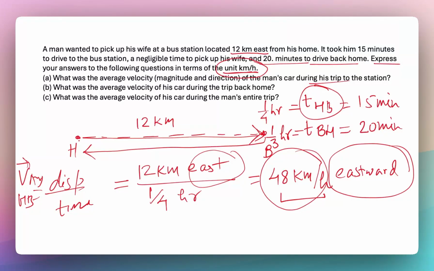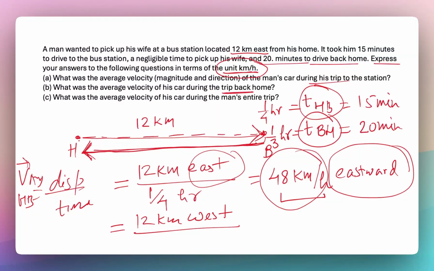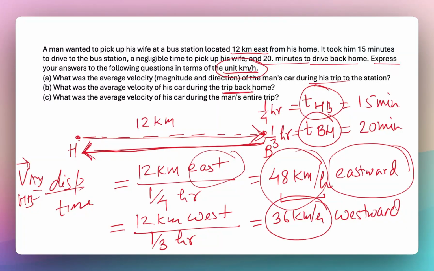Okay, now what was the average velocity of his car during the trip back home? So we are doing other way around. Now look at how much is the displacement. This time the same distance, but the displacement this time is going to be 12 kilometer westward, right, from right to left, and the time it took going back from B to H is 1 by 3 hours. So 1 by 3 hours, 3 will go upstairs, it will become 36 kilometer per hour. This time it is westward. Okay, so we are providing the magnitude as well as the direction. So its average velocity is going to be 36 kilometer per hour westward while coming back from the bus station.